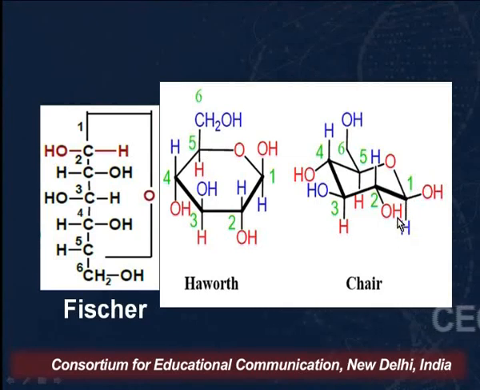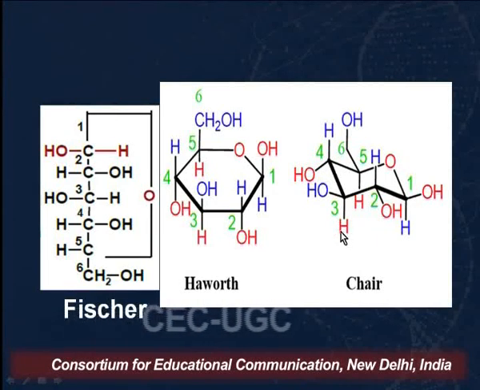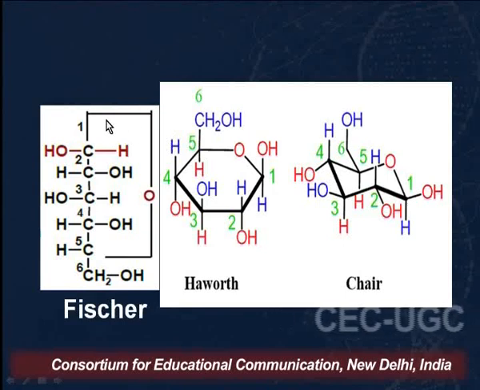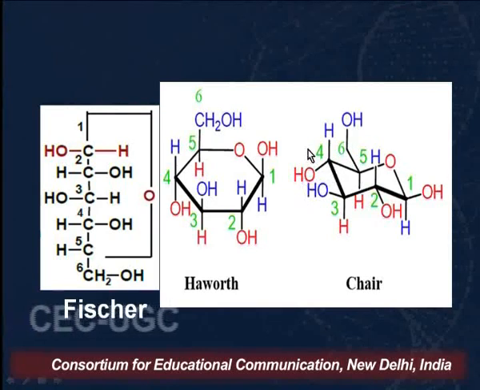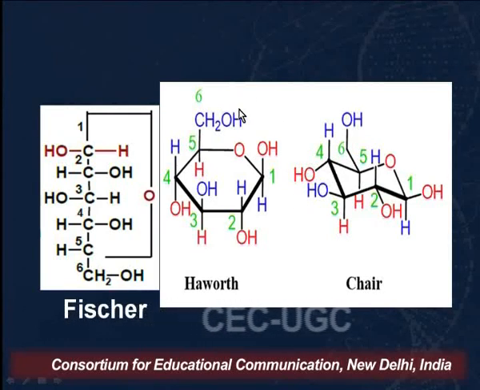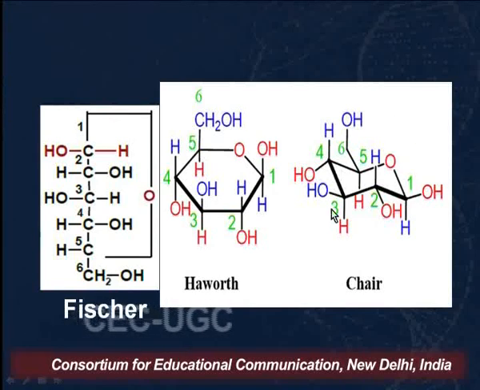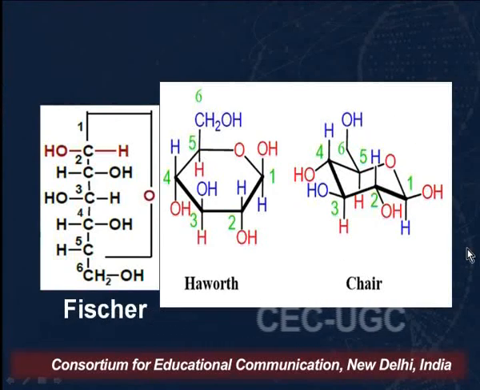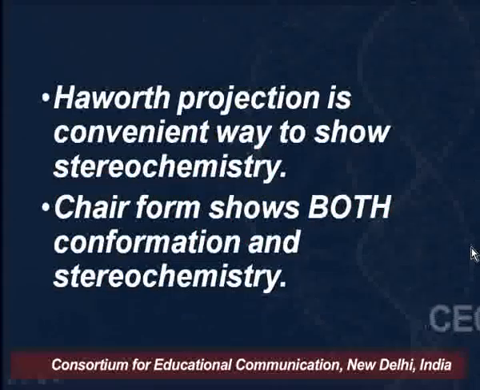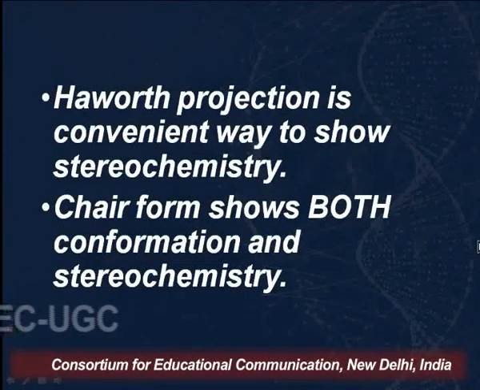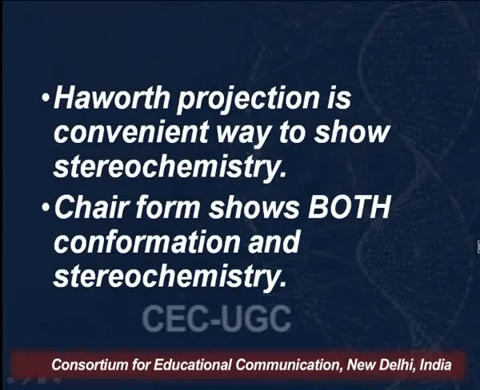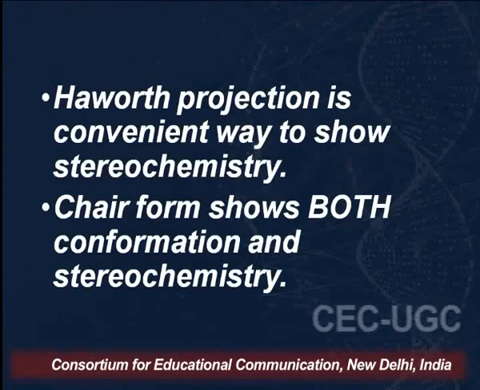So in this case, what you have to keep in mind is that when we are talking of beta form of D glucose, OH will be on the left in the Fischer projection, it will be on the top in the Haworth projection, that is, CH2OH and OH will be cis to each other, and OH will be at the equatorial position in the chair conformation. So this is how we can represent the two forms of glucose, that is alpha D glucose and beta D glucose, in cyclic forms.